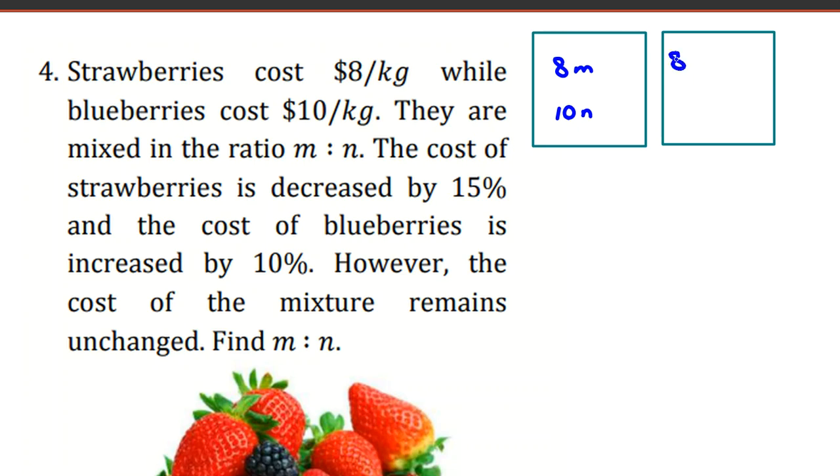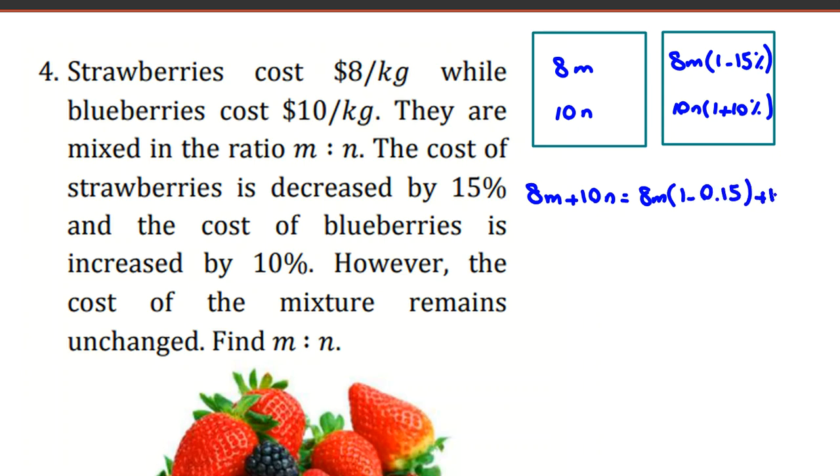The first one decreases by 15%, so 8m times 1 minus 15%. The next one has a 10% increase, so 10n times 1 plus 10%. And it says the price is the same, remains unchanged. So 8m plus 10n equals 8m times 1 minus 0.15, plus 10n times 1 plus 0.1. When we simplify, 8 times 15 is 120, so it's 1.2m, plus 10n times 1.1, minus m and plus m.